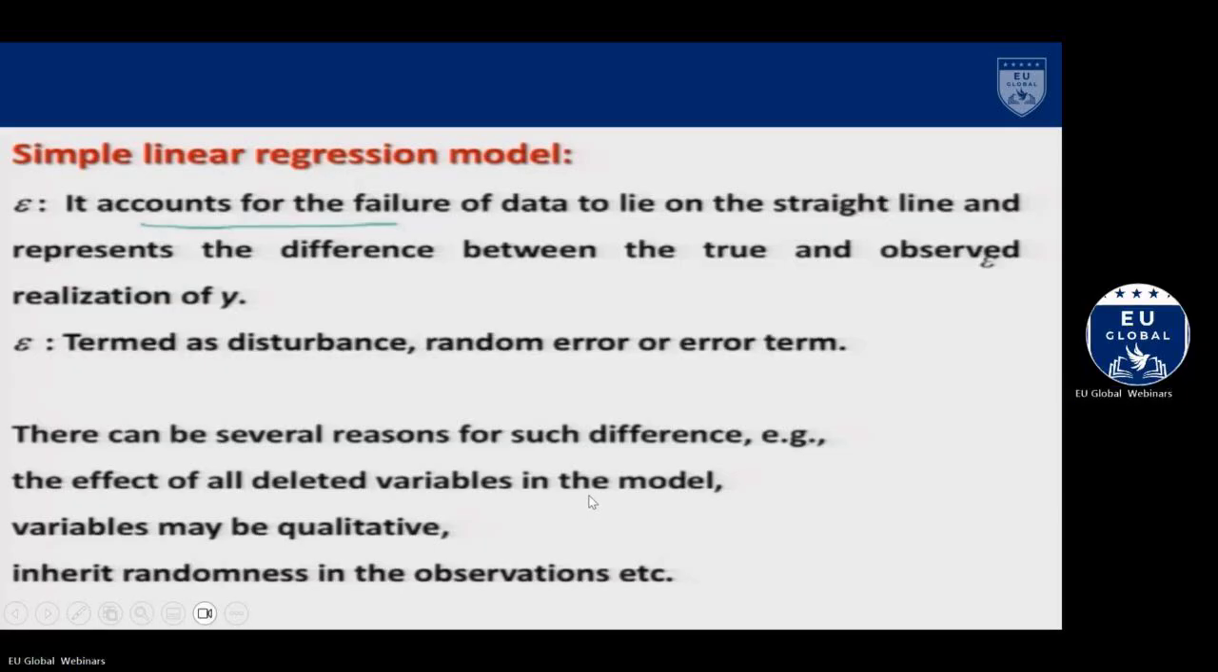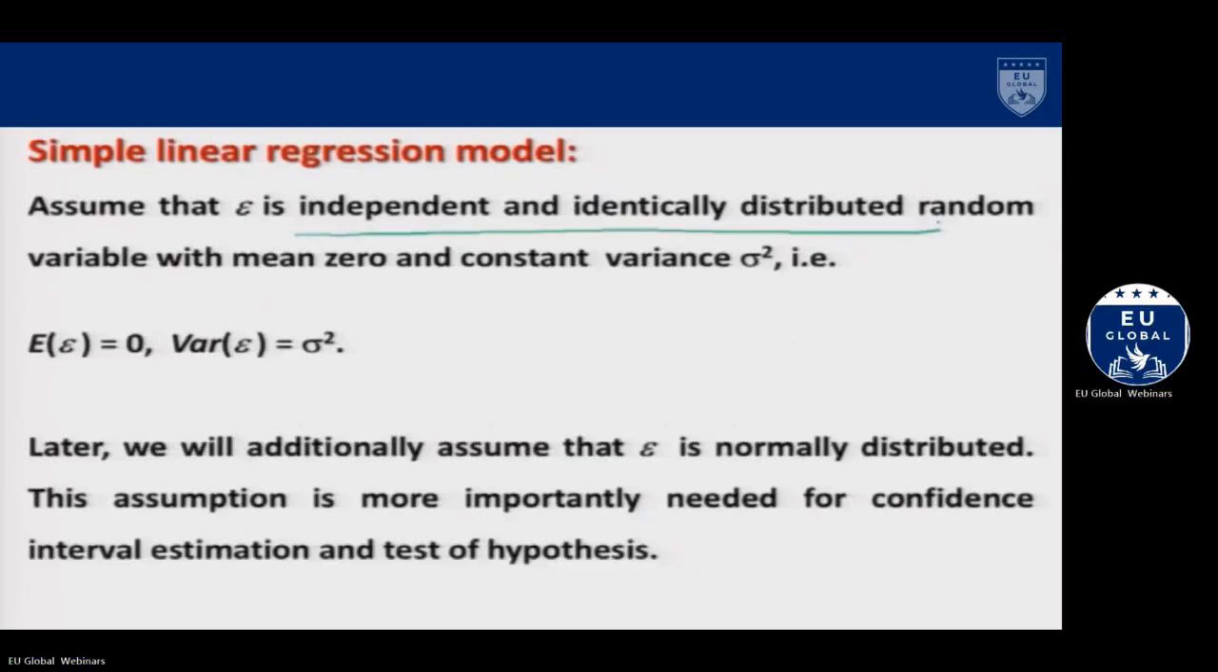So there are several reasons for such a difference. For example, the effect of all the deleted variables in the model, where variables may be quantitative or qualitative, and inherent randomness in the observation. So there are several reasons for having epsilon. It could be the deleted variables in the model, or variables may be qualitative, or inherent randomness in the observation.